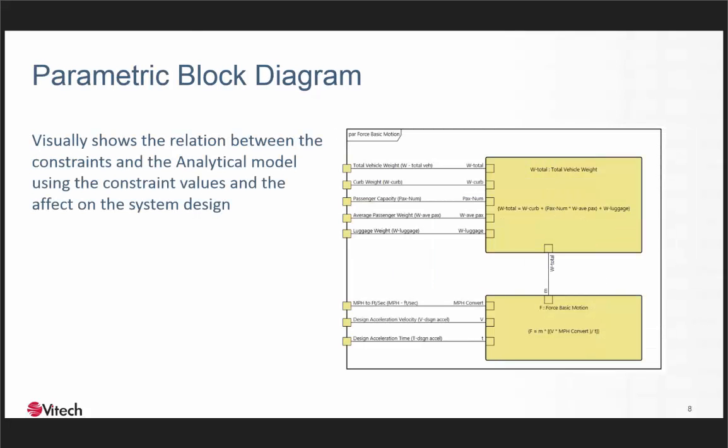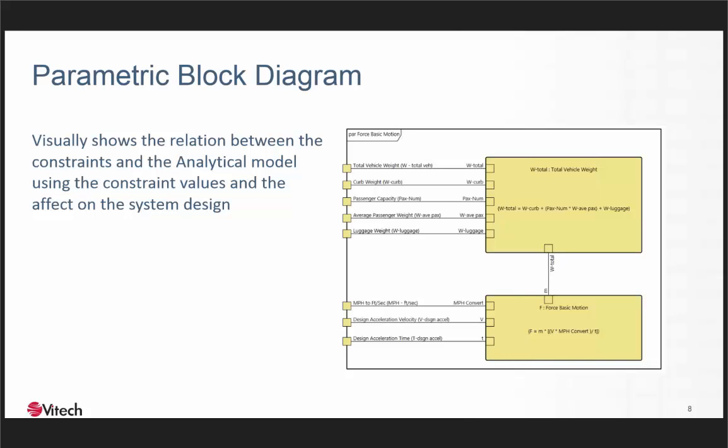And that's what a parametric block diagram does. A parametric diagram shows us how these things are related. In other words, over here, at the top of the right-hand side, I have the block for total vehicle weight. And so the different parameters for the number of passengers, the weight of the luggage, etc., add up to a total weight. Well, that total weight in turn is used by an equation for basic motion, right?